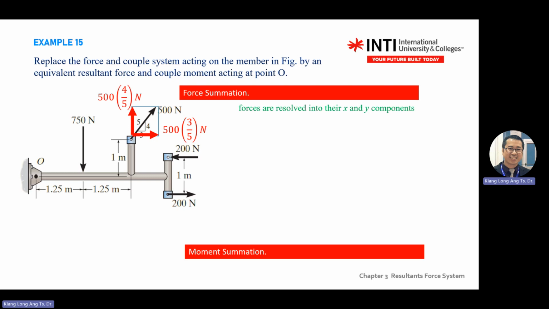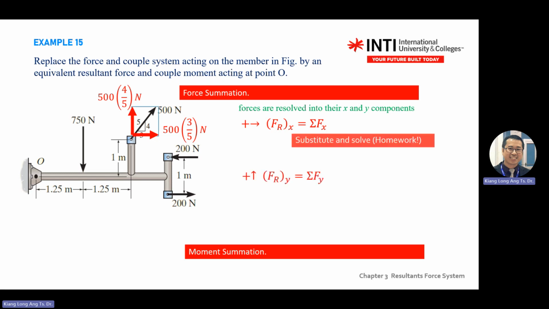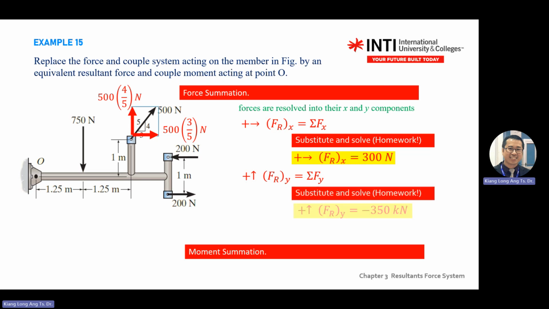So when you resolve already, then this 500 is gone already. Don't calculate it again. Then you do all the force in x, and do the force in y. For x, you only have 3 forces here: 500 bracket 3 over 5, minus 200, positive 200. So basically you arrive at 300 because these two cancel each other. For y, you only have 1, 2. So you have minus 350 kilonewton.